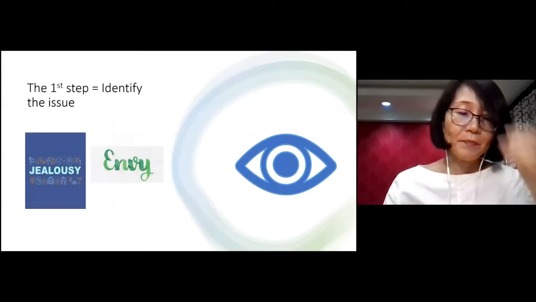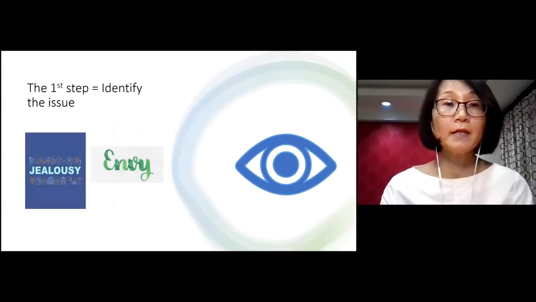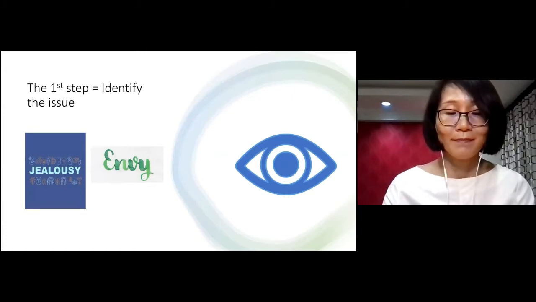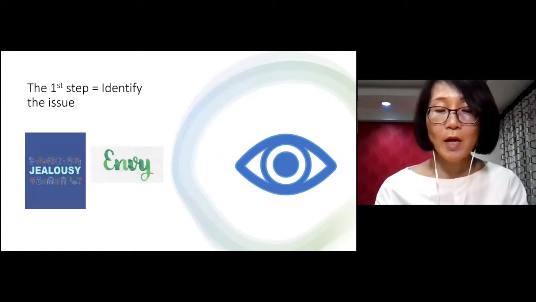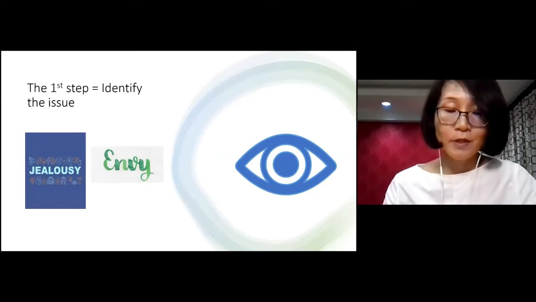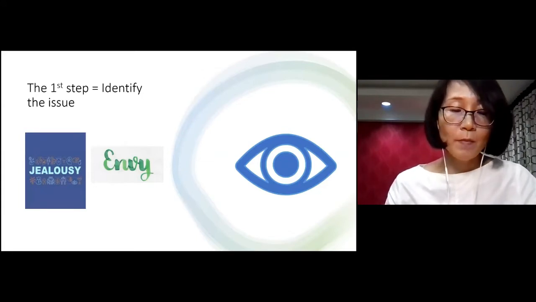The first step in the problem-solving technique is defining the problem. What defines jealousy? Many people use the words jealousy and envy interchangeably. There is a difference between them. Let's first talk about envy. Envy is wanting what someone else has.